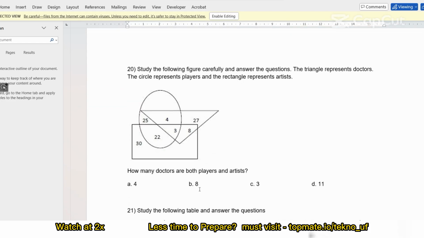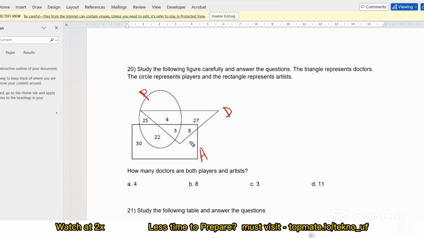So the next question is this: study the following figure carefully and answer the questions. The triangle represents doctor. Whenever you get these questions, what you have to do is mark the names. Triangle represents the doctor, circle represents the player, and the rectangle represents the artist. The question is, how many doctors are both players and artists?